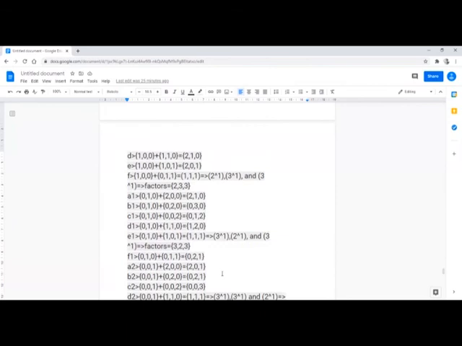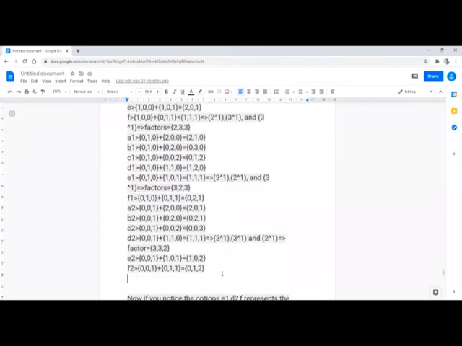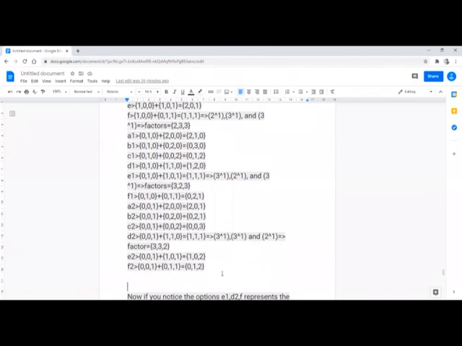Similarly, everything is done. I'll just pause it for 1 second. And if I were to explain the important things, 0 comma 1 comma 0 is added with 1 comma 0 comma 1, which gives us 1 comma 1 comma 1, which is 3 comma 2 comma 3, which gives us the factors of 3 comma 2 comma 3.